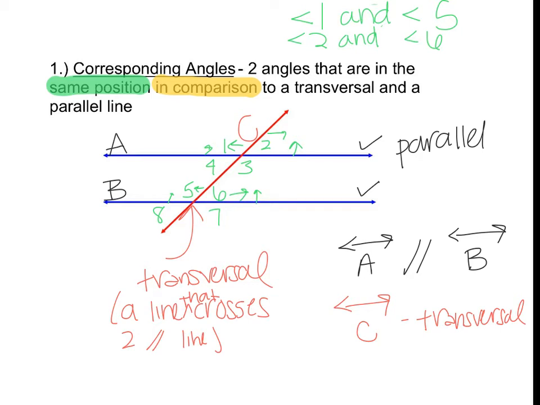Every angle in this diagram has another angle that's corresponding. Angle 4 and angle 8 are corresponding. Look at both of those. They're both under a parallel line, and they're both on the left of the transversal. Angle 3 and angle 7 are corresponding because they're both under a parallel line and they're both on the right of the transversal. So we have corresponding angles.